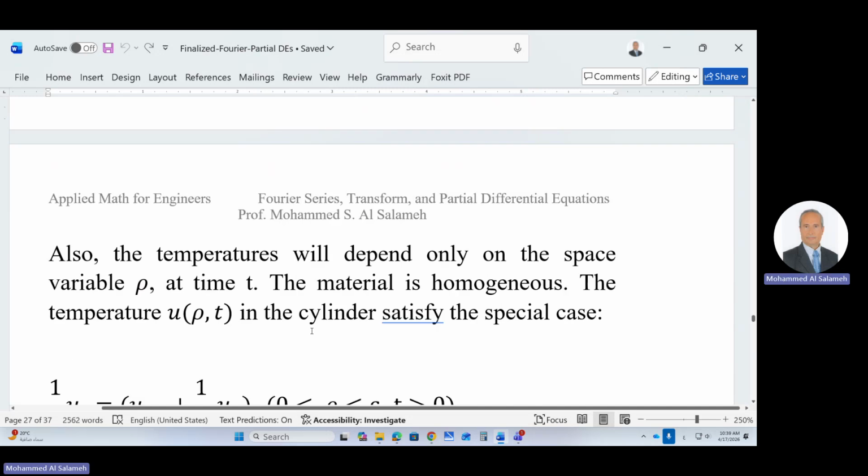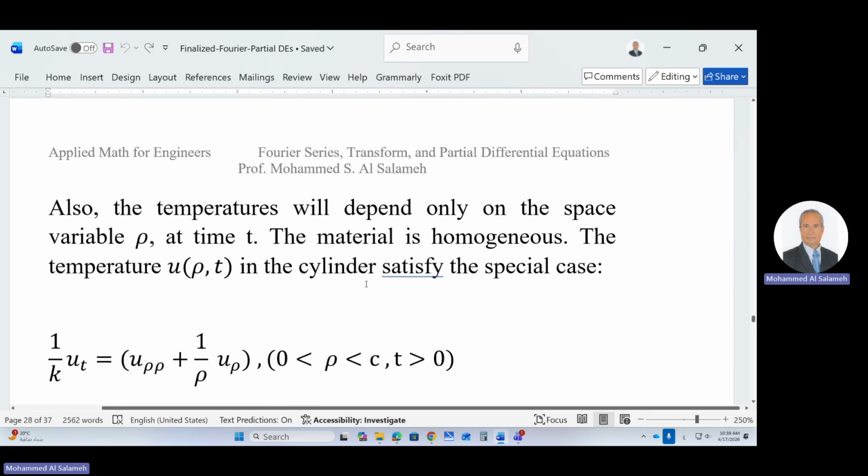So we read the problem here. Also, the temperature will depend only on the space variable rho. It does not depend on phi or on z. And also on time t. The material of the cylinder is homogeneous. The temperature U as a function of rho and t only, not a function of z or phi, in the cylinder satisfies the special case. Okay, this is the differential equation.